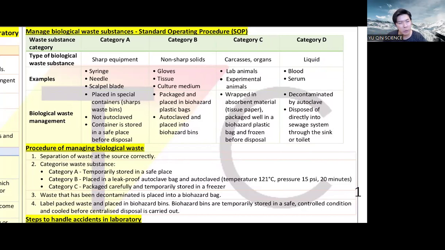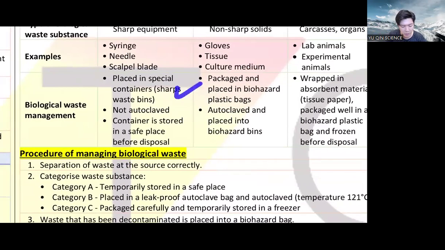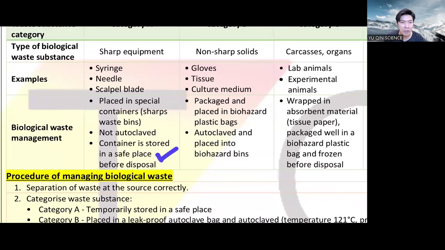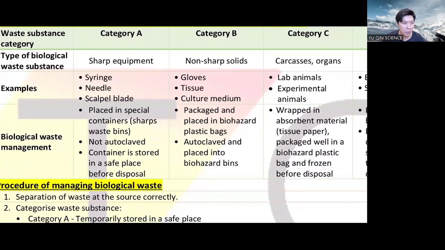A for sharp. So what do we do about sharp? We have to put it in a special waste bin, the yellow colour pail, if you have seen before, and the top cover has one circle for you to throw the syringe into it. No need to autoclave, that means no need for sterilization, no need to kill germs. And then keep it in a safe place until people come and collect.